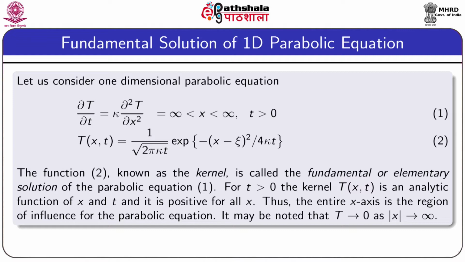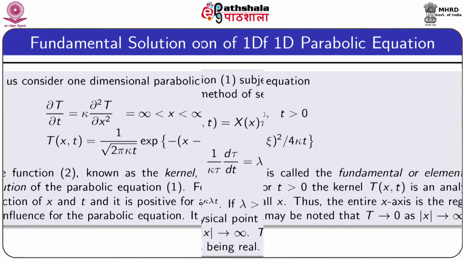If you see the solution, you can observe that T(x,t) is an analytic function of x and t for all t greater than 0 and it is positive for all x. Thus, the entire x axis is the region of influence for this parabolic equation. Also, it is to be noted that this solution tends to 0 as the value of t tends to 0 and as mod x tends to infinity. So, these are the properties of the fundamental solution of equation 1.